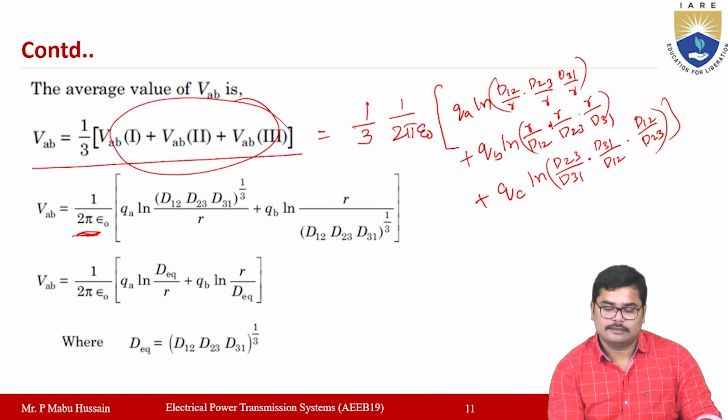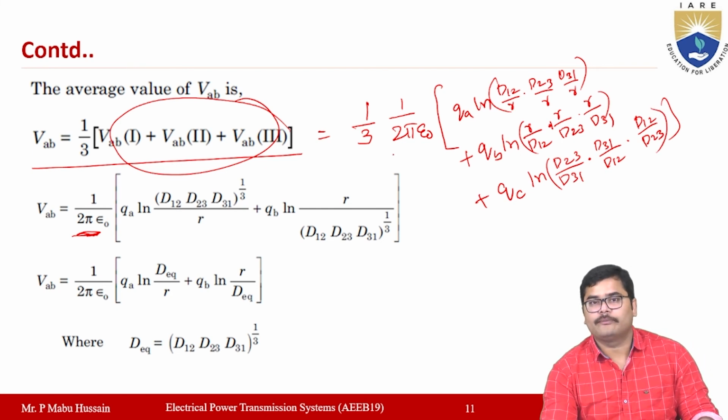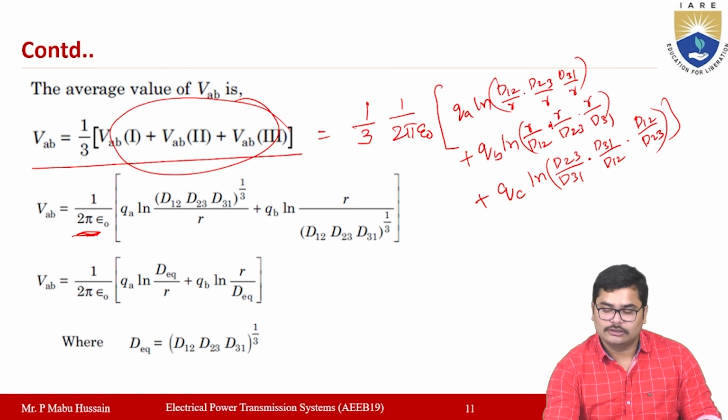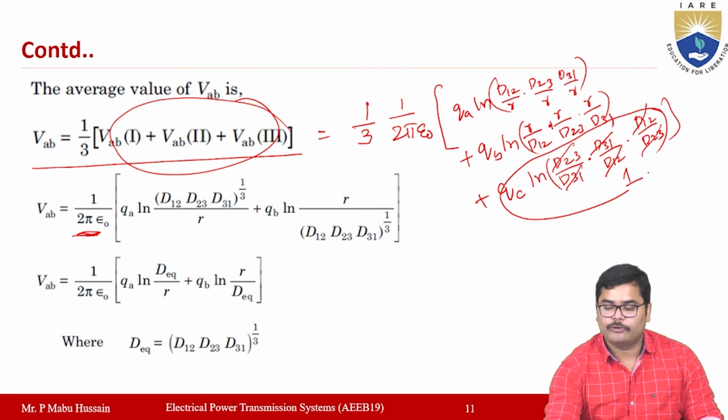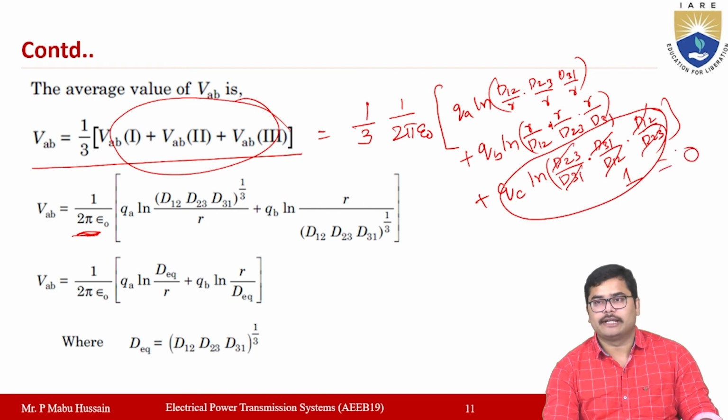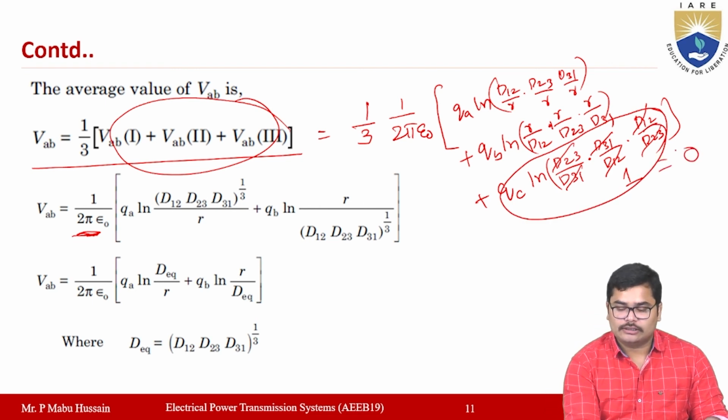So this is the summation of all the three equations, right? So now here if you see, d23 and d23 will get cancelled, d31 will get cancelled, d12 will get cancelled. So that means here we are getting ln 1. So ln 1 will be equal to 0. So this complete term value will be equal to 0. You can eliminate this.